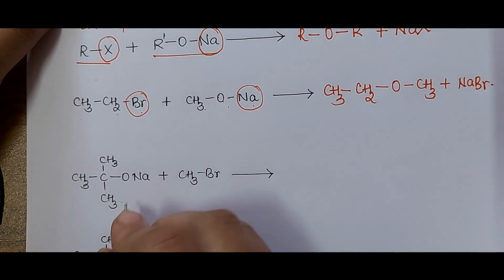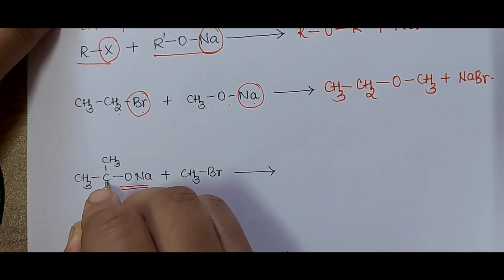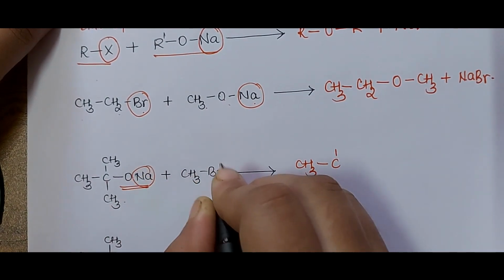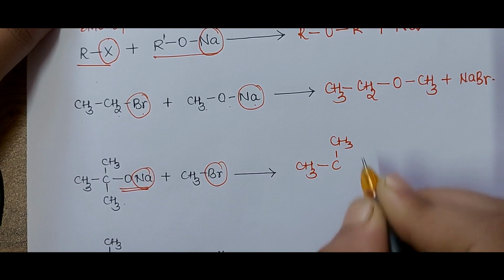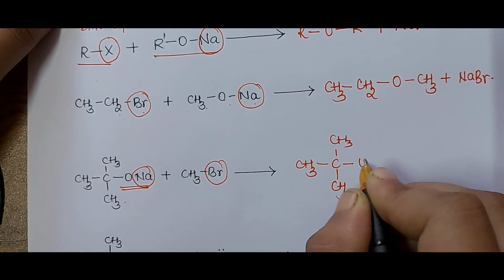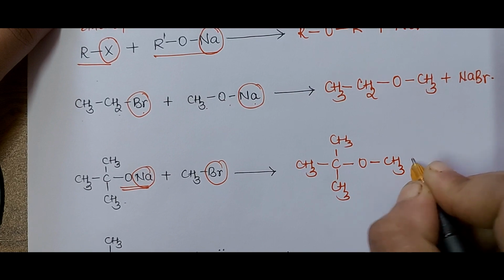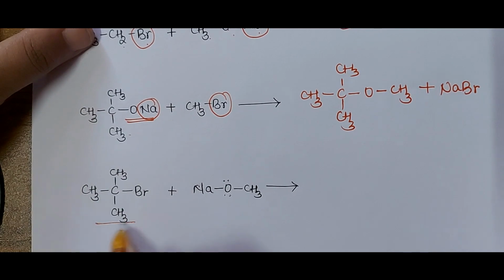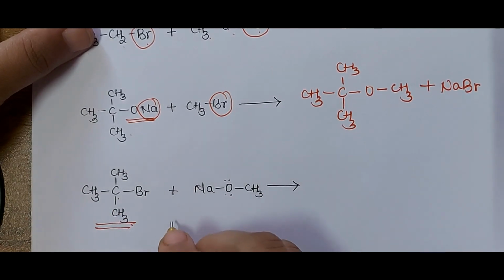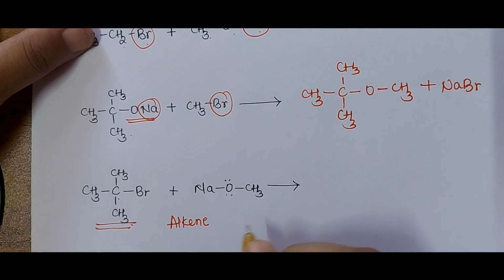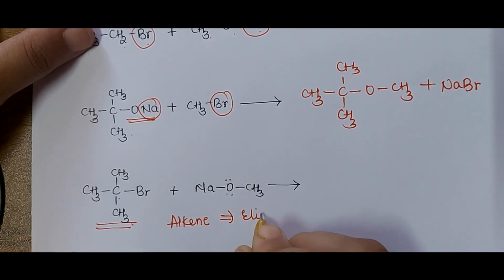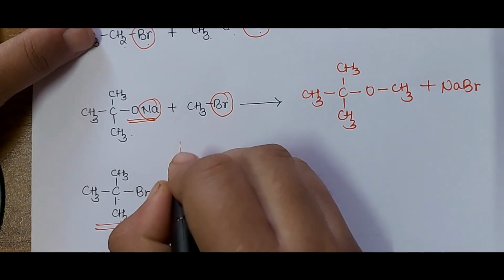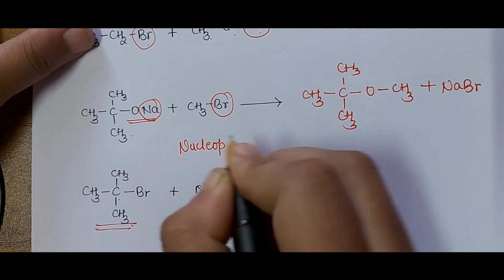Similarly, if you take sodium tertiary butoxide, it will also result in the formation of an ether. CH3, CH3, Na and Br are eliminated. So CH3CH3ONa is removed and substituted by another CH3 plus NaBr, and hence the corresponding product obtained is ether. But if you take a tertiary alkyl halide, it prefers to undergo elimination reaction forming alkene. So we see that alkene is formed and elimination reaction is preferred over nucleophilic substitution reaction.